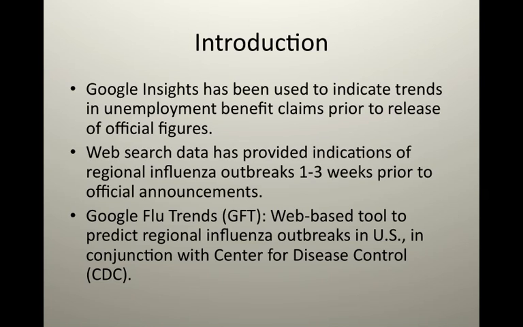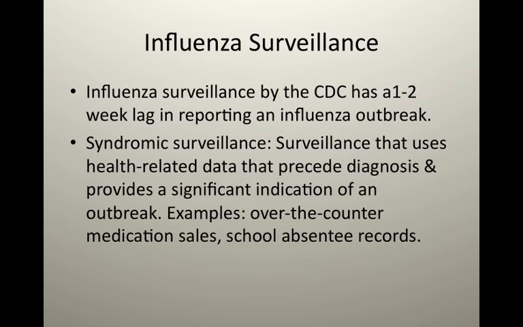Google Flu Trends provides a web-based tool for detection of regional outbreaks in the United States and is being evaluated by the CDC. The CDC publishes national and regional weekly influenza statistics derived from laboratory and clinical data. There is usually a 1 to 2 week lag in reporting an influenza outbreak. Thus, the CDC Influenza Surveillance Program identifies outbreaks as they occur and doesn't provide advance warning.